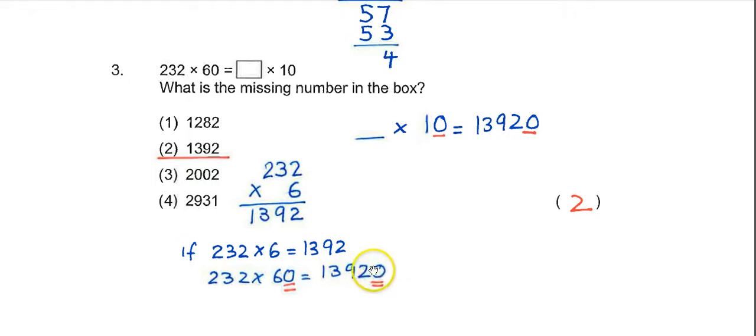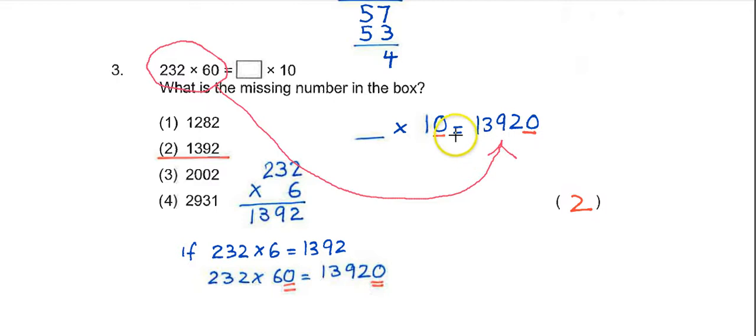Now let's move from here. Take a look at this. We place it here. Over here it means 13920 is this part here. This whole thing is this. Hope you understand that. So what times 10 gives you 13920? This is 1392 times 10, which gives you 13920. Let's carry on.